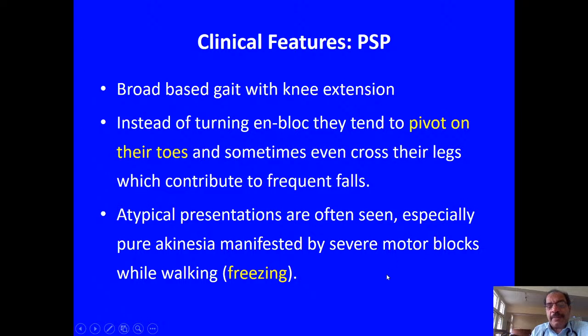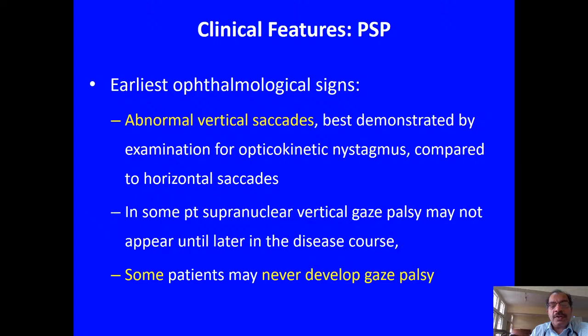But this eye movement abnormality will not be seen in all the patients, or may not be seen early. It may develop only later, and there are some uncommon patients where the eye movement abnormality may not appear at all.